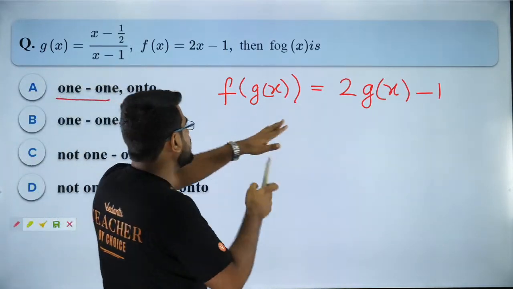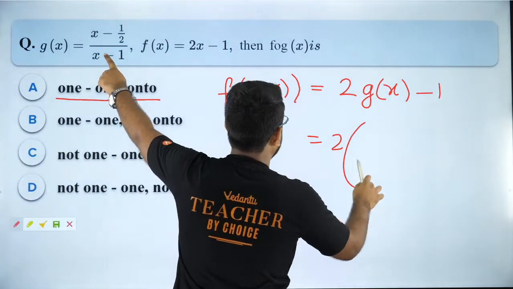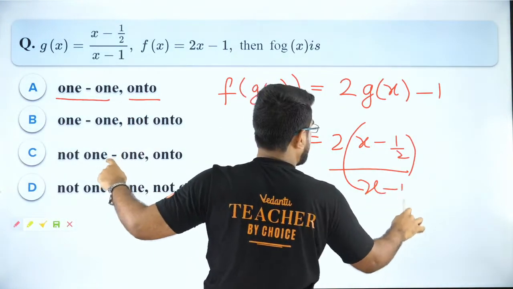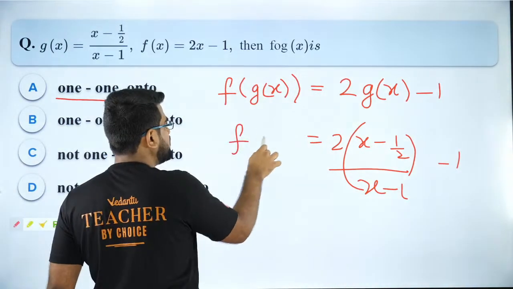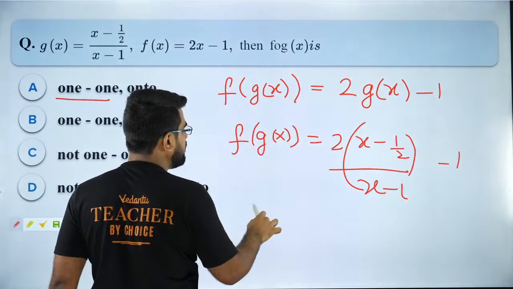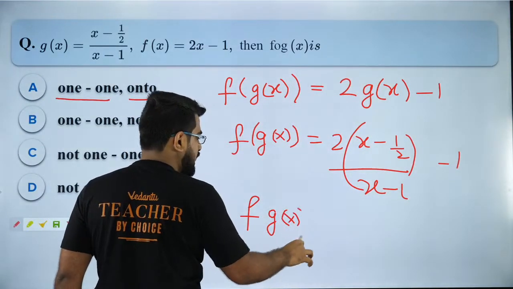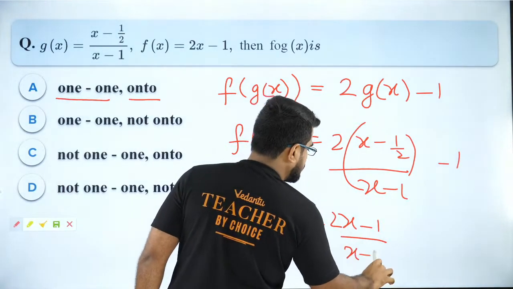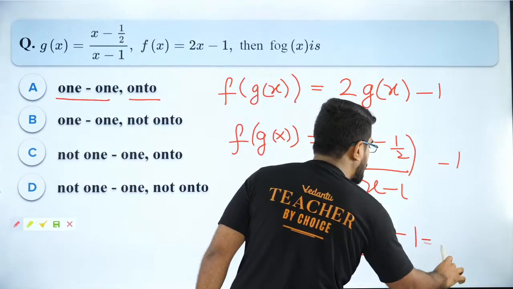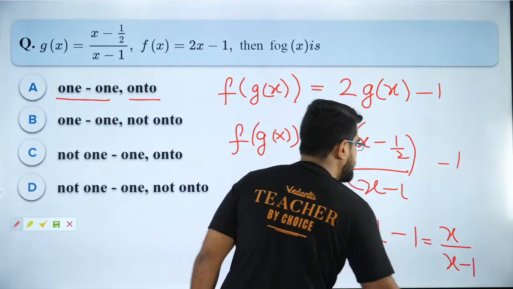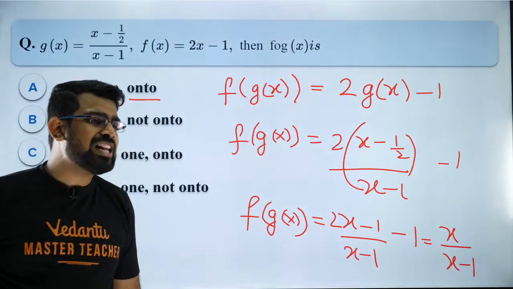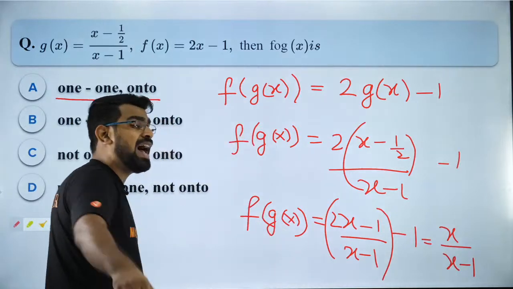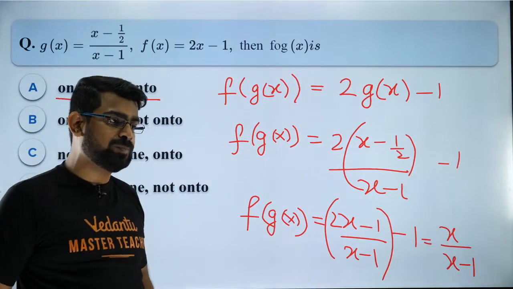So now, what is g of x? G of x is nothing but 2 times (x minus 1 by 2) divided by (x minus 1) minus 1. So that is your f of g of x. So what is my f of g of x? My f of g of x, my dear students, is nothing but (x minus 1) divided by (2x minus 1 by x minus 1 minus 1). So that will be equal to what? x by x minus 1. Did you all get that? Everybody clear till here. But now I have to check whether it is one-to-one or onto.